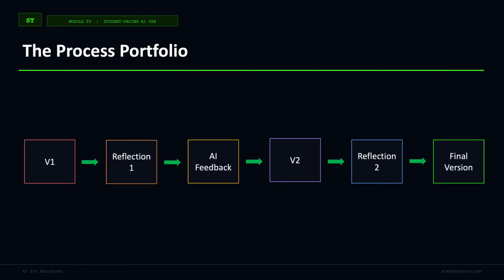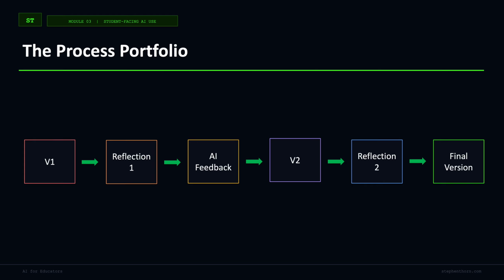One assignment structure that works especially well in an AI-rich environment is the process portfolio. Instead of grading only the polished final product, the teacher asks students to show the development of the work over time. That might include an initial draft, a short reflection on what was difficult, AI-generated feedback or peer feedback, a revised draft, a second reflection on what changed, and the final submitted version.